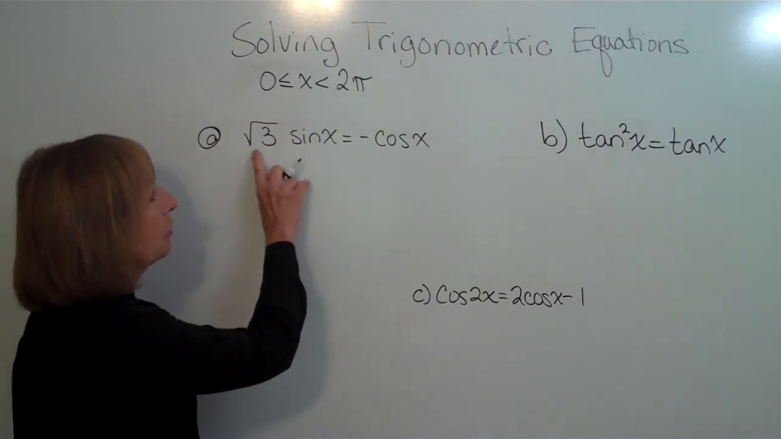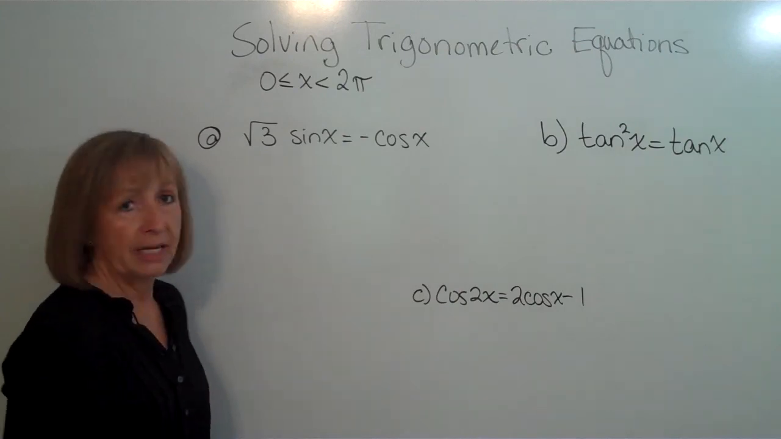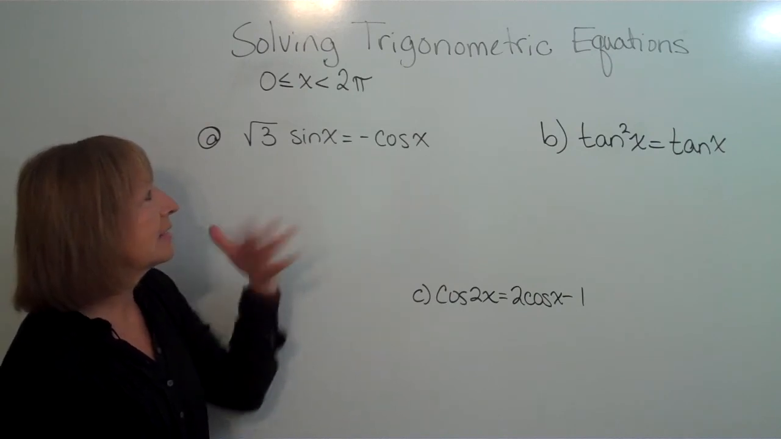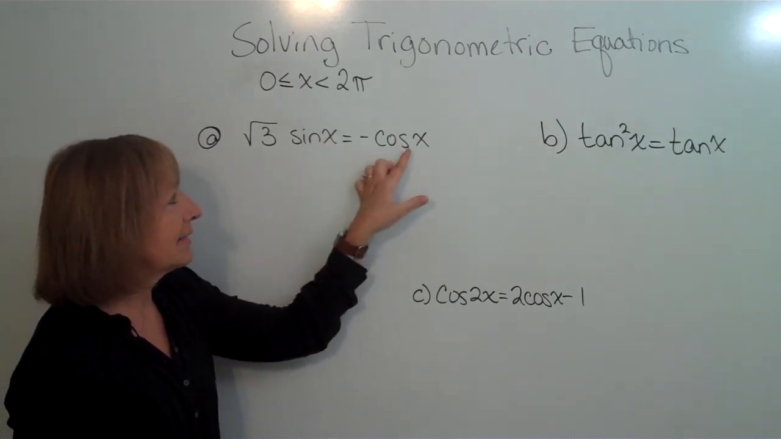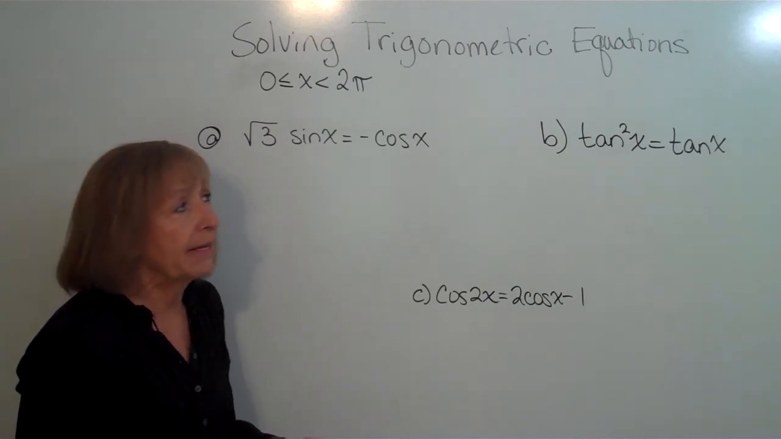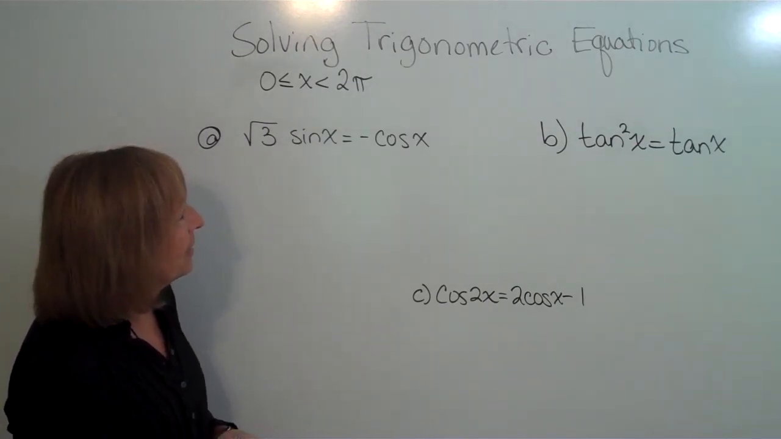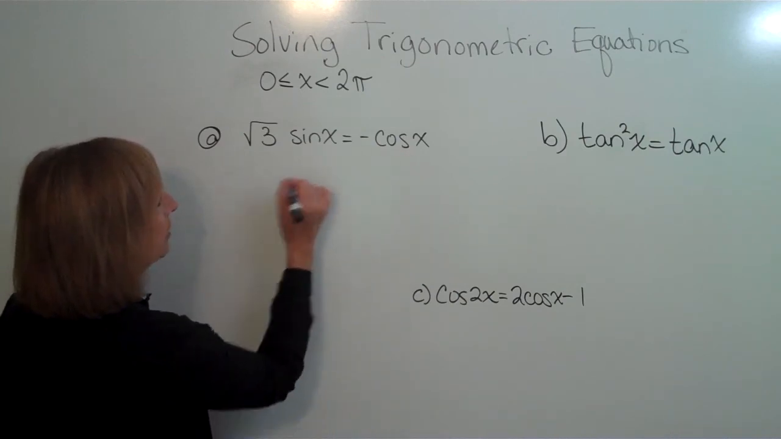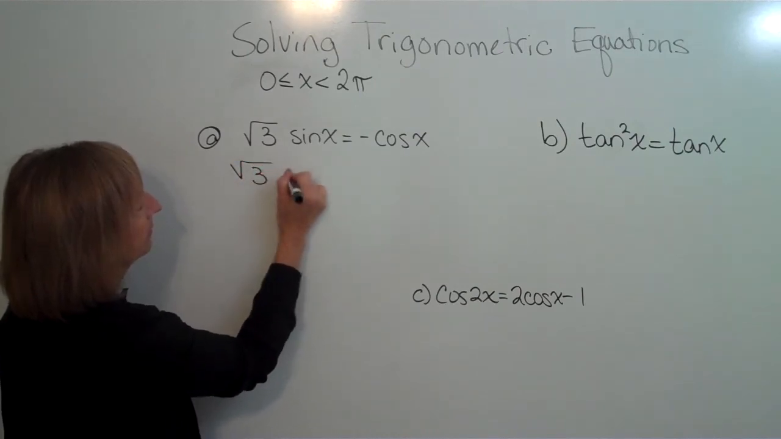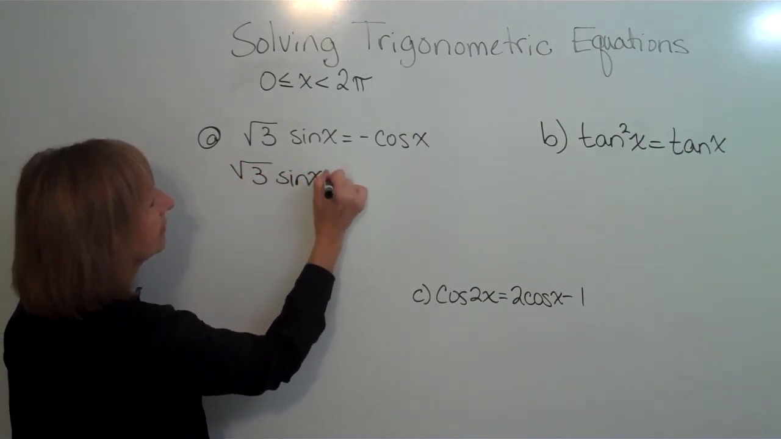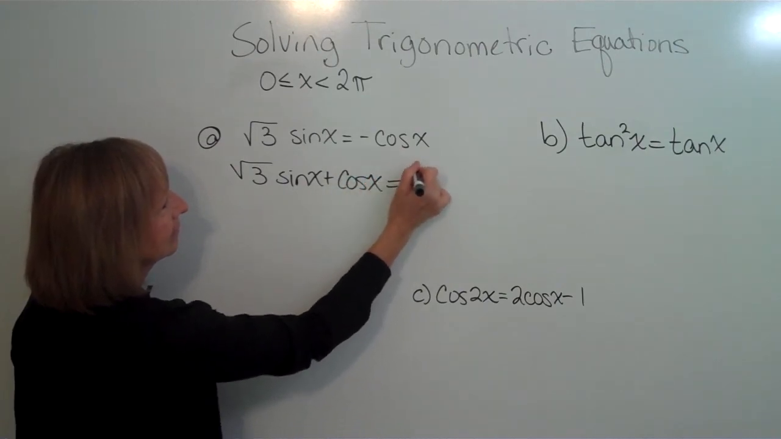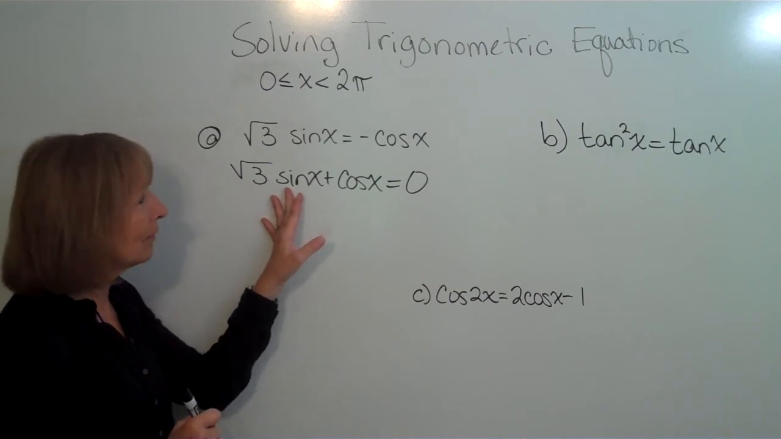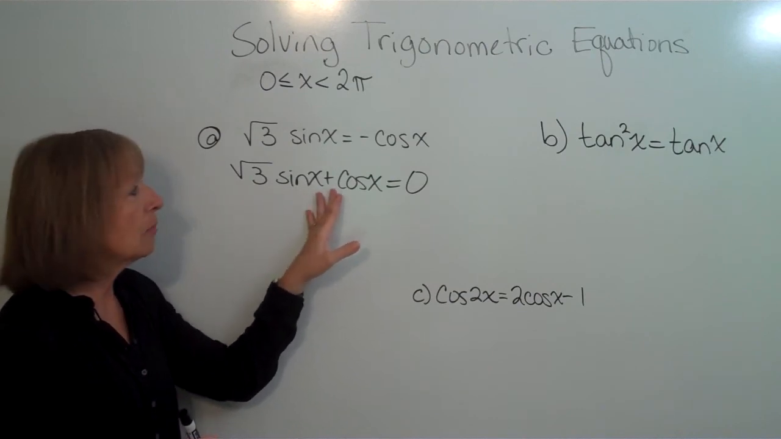The first one is the square root of 3 sine x is equal to negative cosine x. Well, this one's a little problematic because it doesn't have the same trig function in it. It is acting on the same angle, so it's not like a double angle or a half angle identity that I can go into. So when I'm looking at that, at first I want to get at least a 0 on one side, so I'll add the cosine x to both sides.